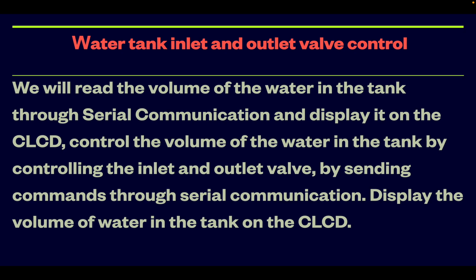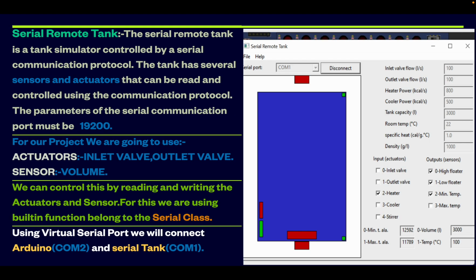Now the water tank. We will read the volume of the water in the tank through the serial communication and display it on the CLCD. Control the volume of the water in the tank by controlling the inlet and the outlet valve. By sending the command through the serial communication, display the volume of the water in the tank on the CLCD. For this we are using the serial remote tank.